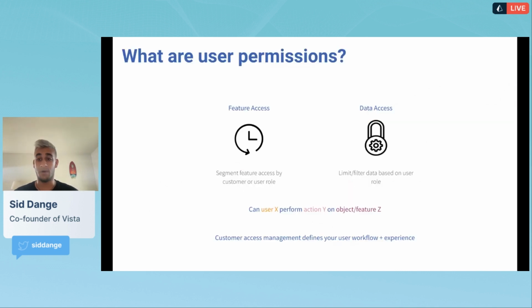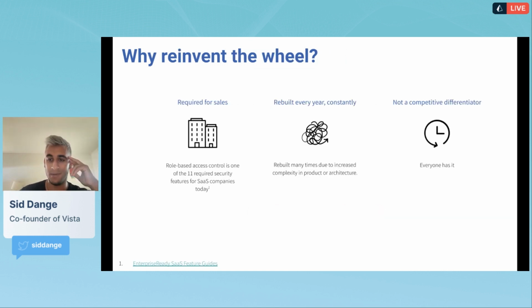So what are user permissions? User permissions consist of both feature access, where a customer might have access to a specific subset of features depending on a plan that they're under or a contract they've signed, as well as data access, which is limiting access to data depending on their role or who they are in the company. So ultimately, we help answer the question, given user X, can they perform action Y on object or feature Z? This is something every B2B SaaS company needs as they begin to sell upmarket. Not everyone can be an admin and just go and do anything.